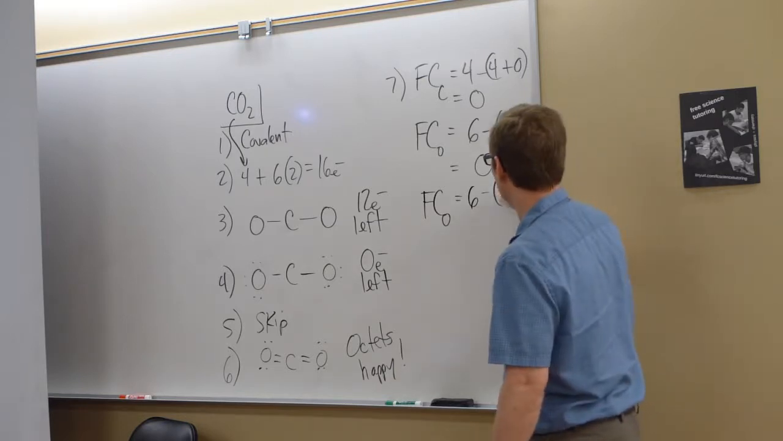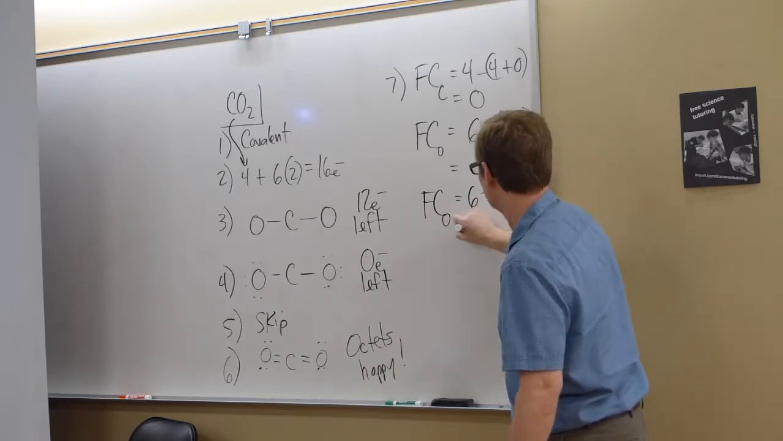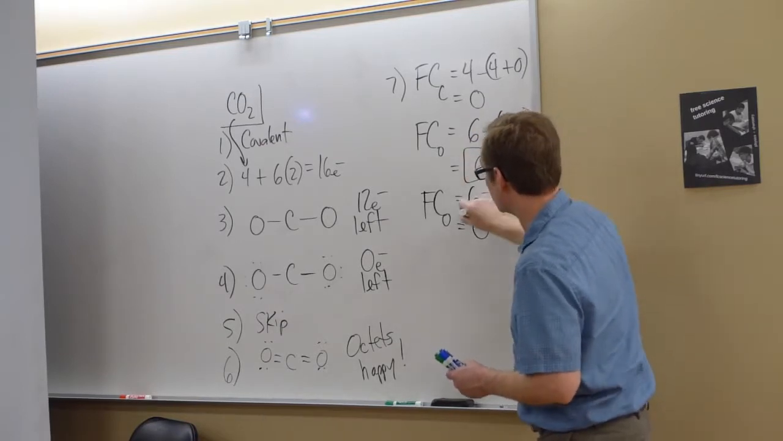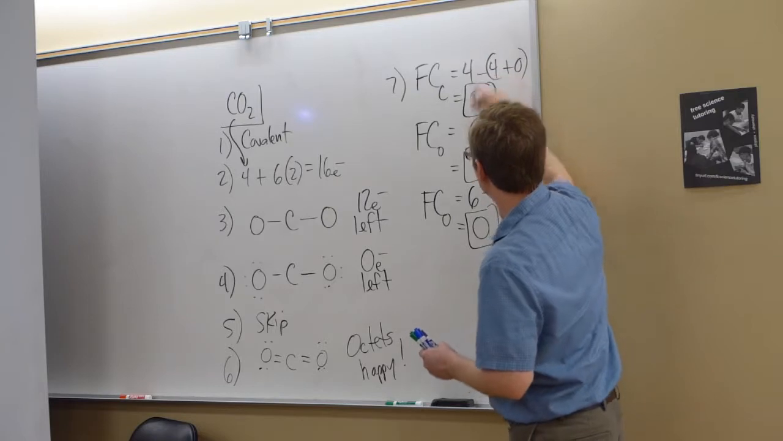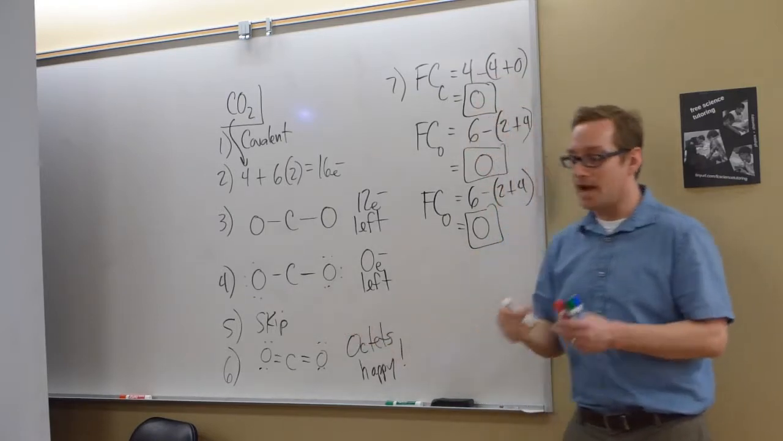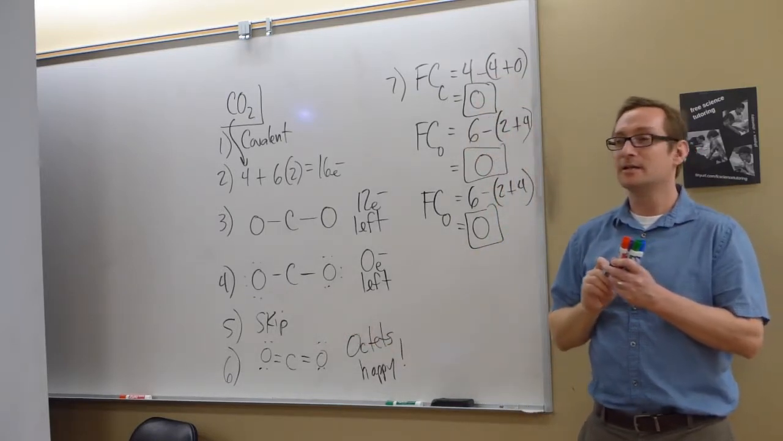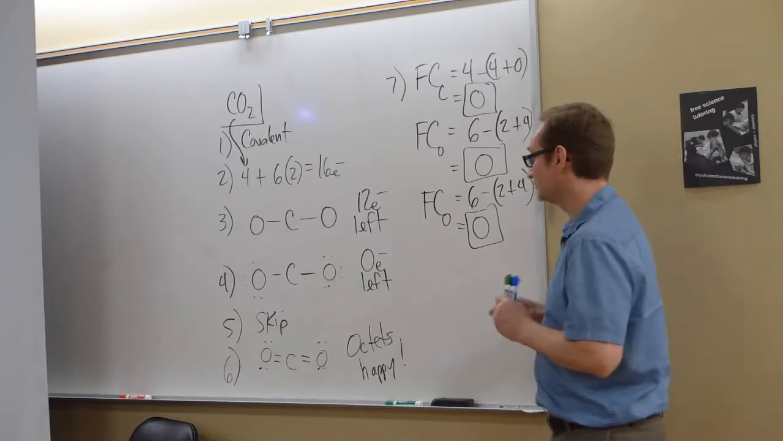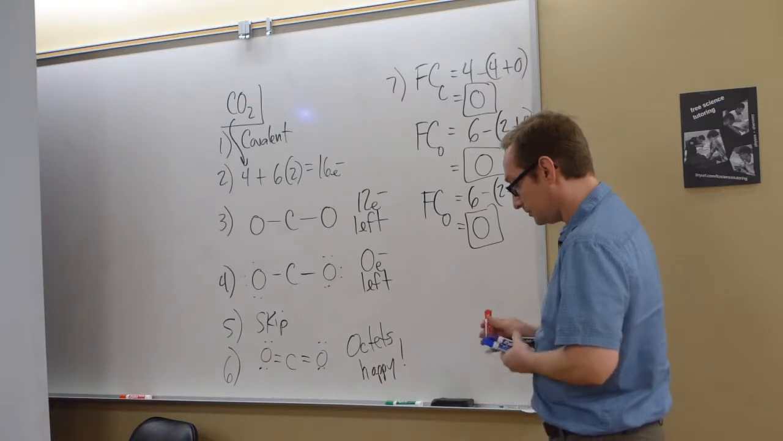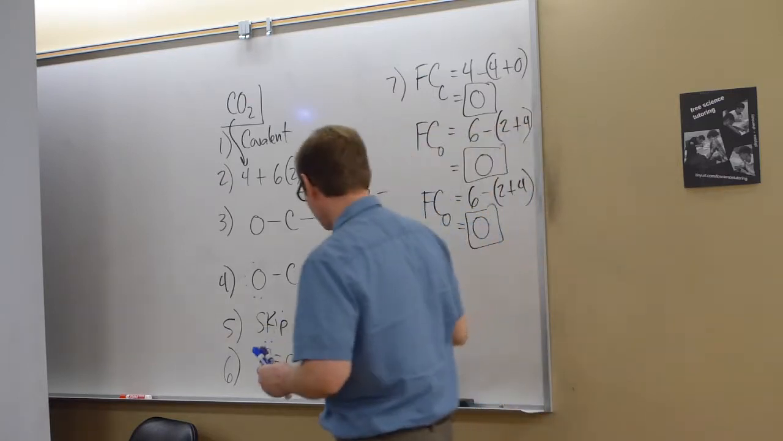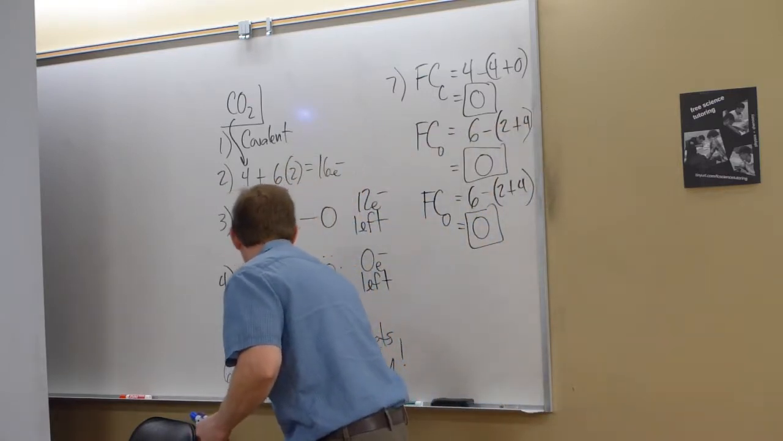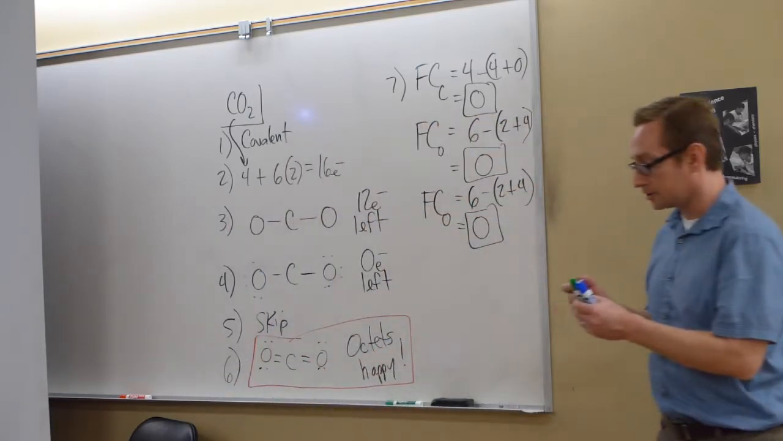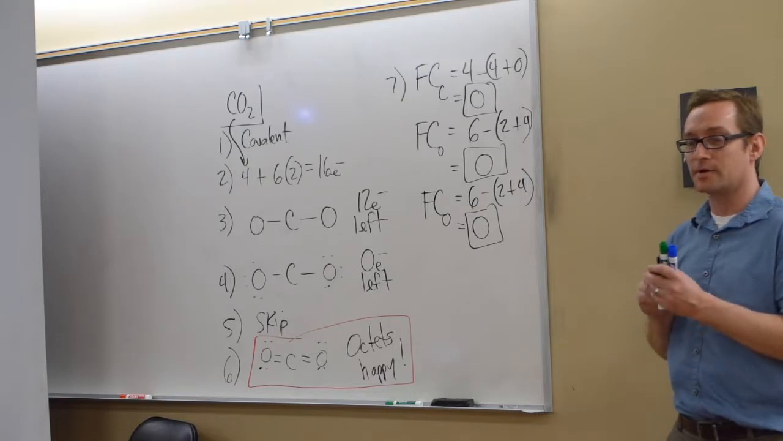Okay, so all the formal charges are 0, and also all the octets are happy, and at that point we can say we are done. So the final structure would be that structure with C double bonded to O, to both oxygens.